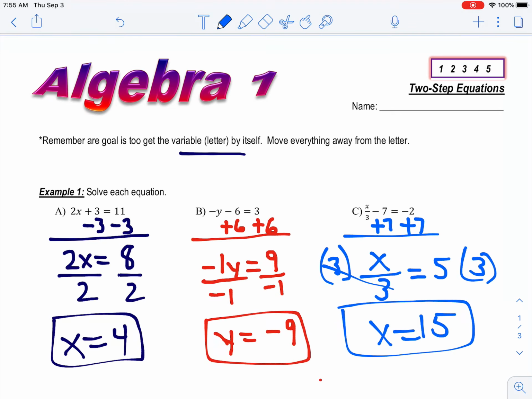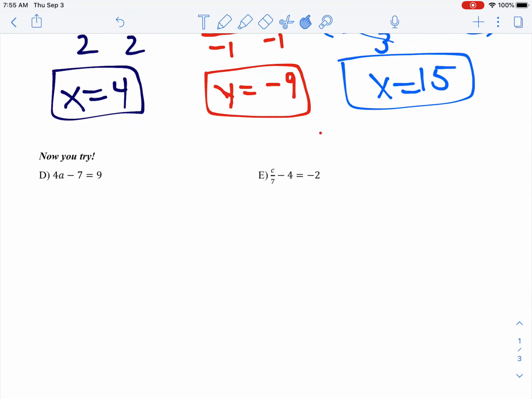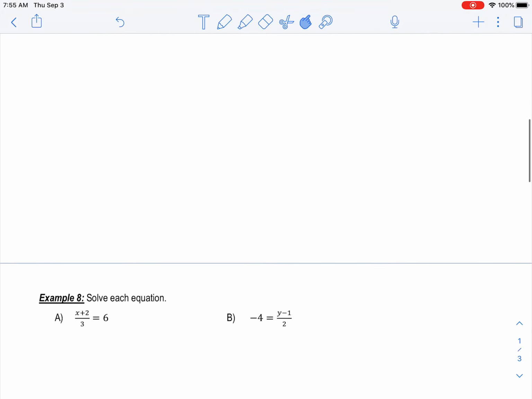There's our first couple of solving two-step equations. Let's look at some more. We'll give you some time to try these real quick, and then we'll go through those together as a class.